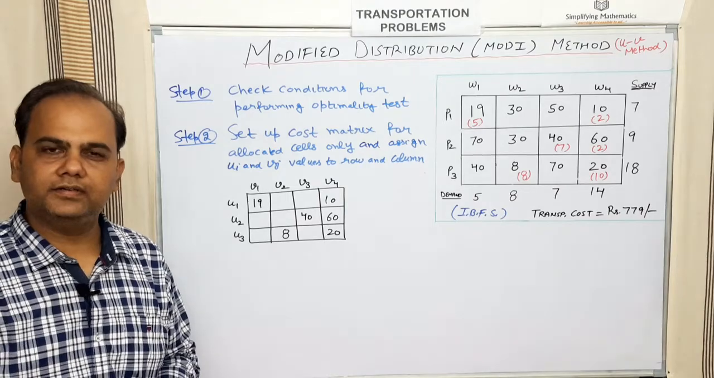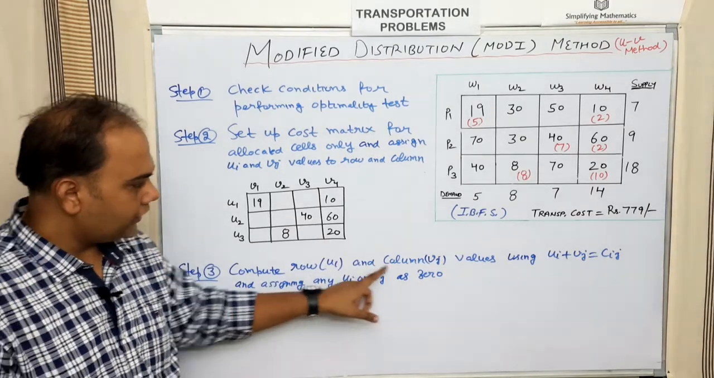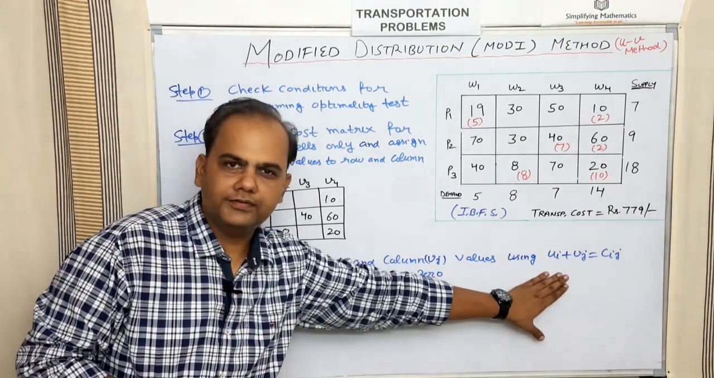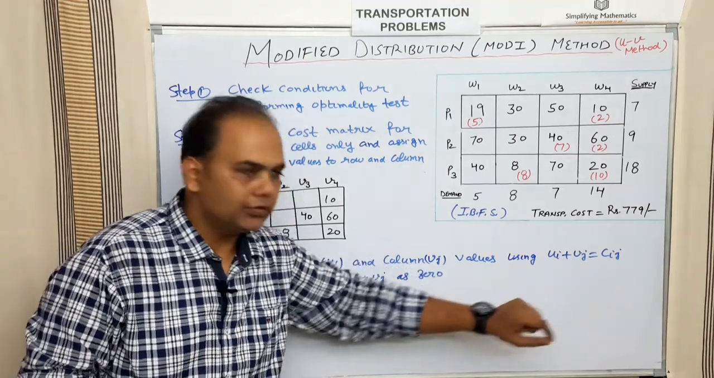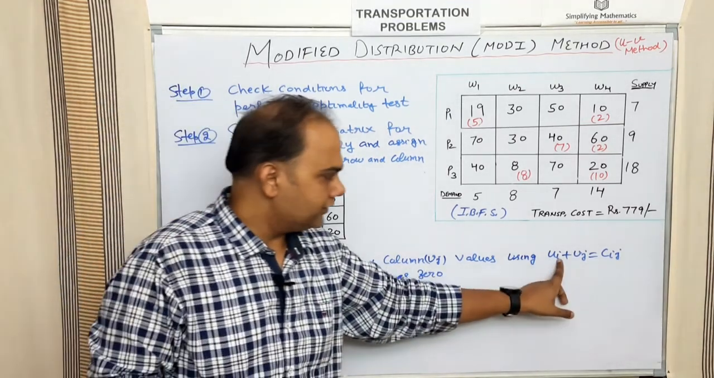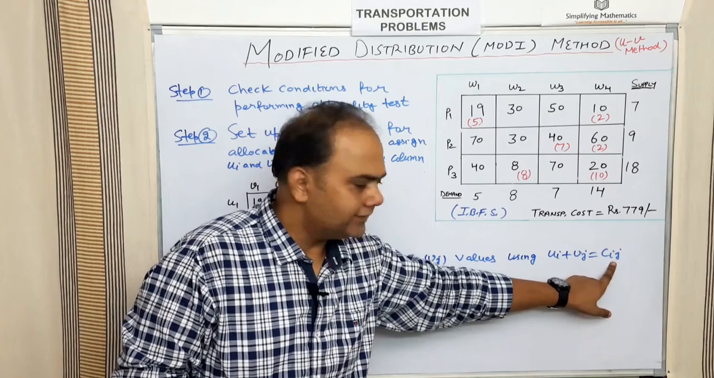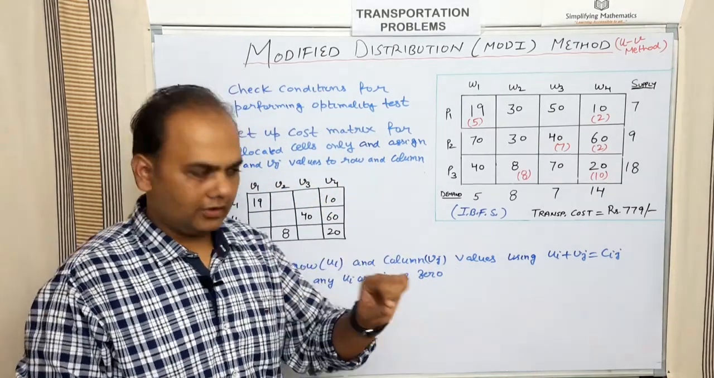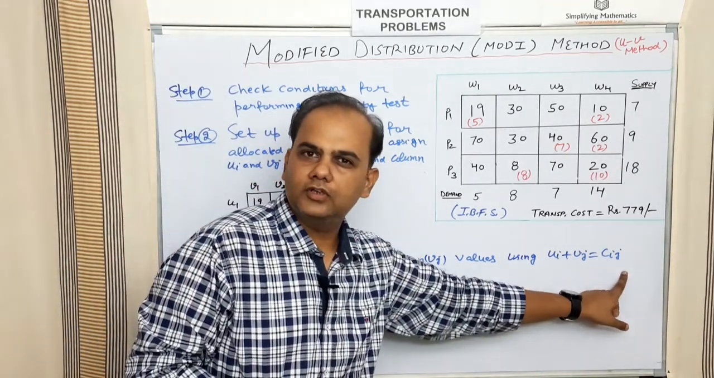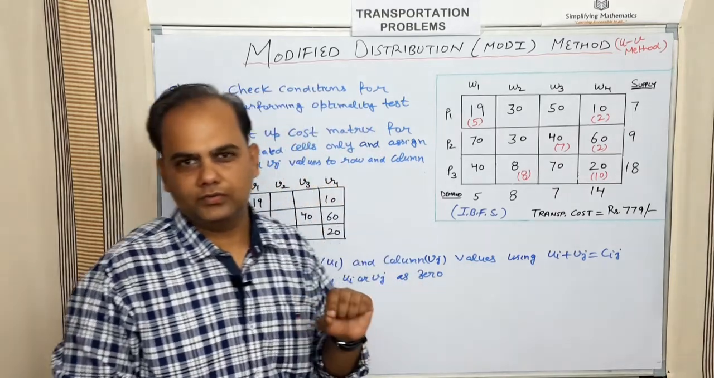So the second step is clear. Now the third step: compute the row and column values using the equation ui plus vj equals Cij. Here ui is the row, vj is the column, and Cij is the transportation cost from the first row to the first column, first row to the second column, and so on.